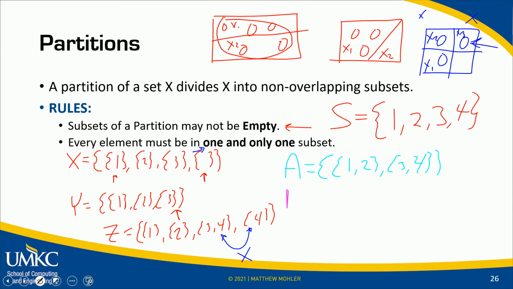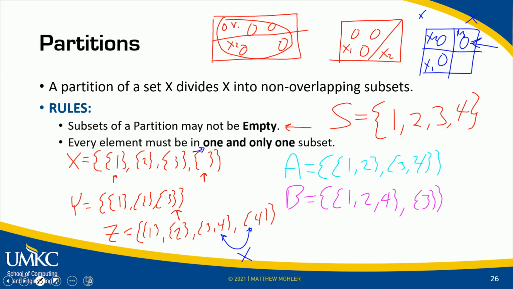Another example we'll call B, and let's say that B is equal to {1, 2, 4}, and then we have another subset that is just {3} on its own. And this is also a valid partition. As you'll notice, we have, again, our 1, 2, 3, and 4 accounted for. They are only showing up once, and we have no empty subsets.